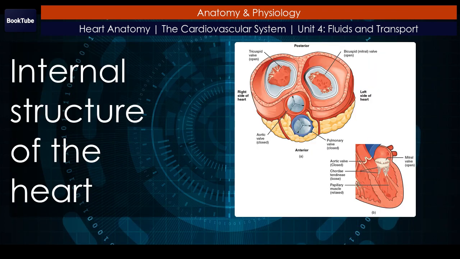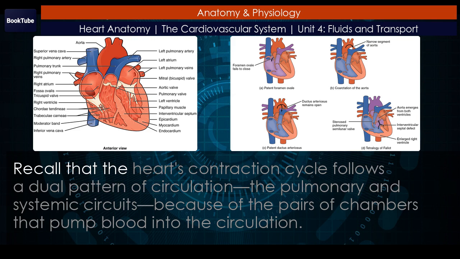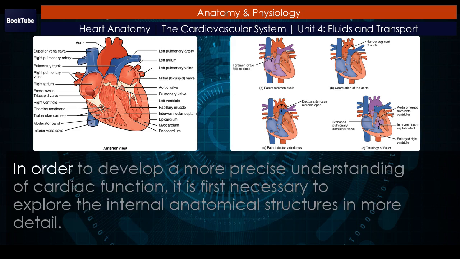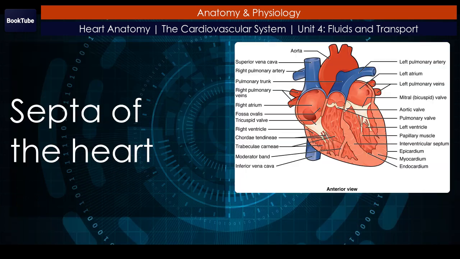Internal structure of the heart. Recall that the heart's contraction cycle follows a dual pattern of circulation, the pulmonary and systemic circuits, because of the pairs of chambers that pump blood into the circulation. In order to develop a more precise understanding of cardiac function, it is first necessary to explore the internal anatomical structures in more detail. Septa of the heart.